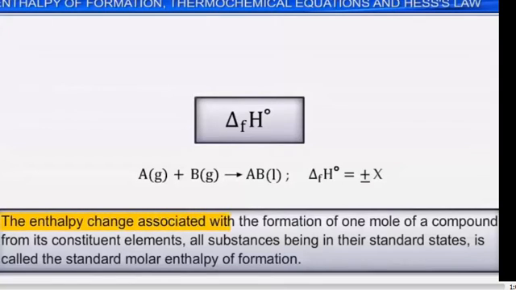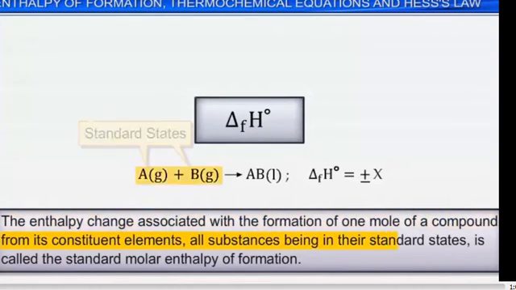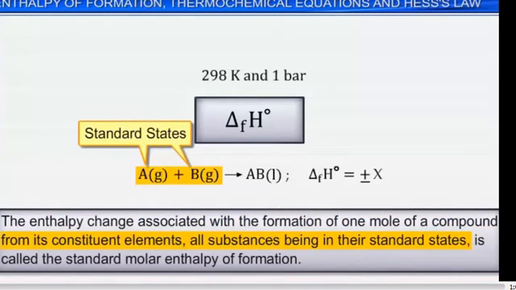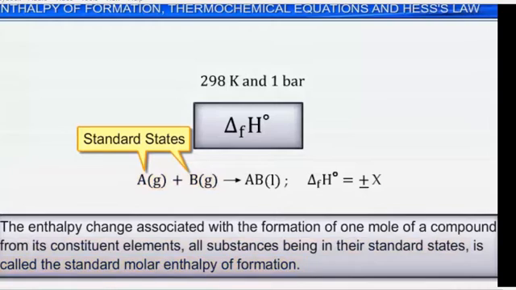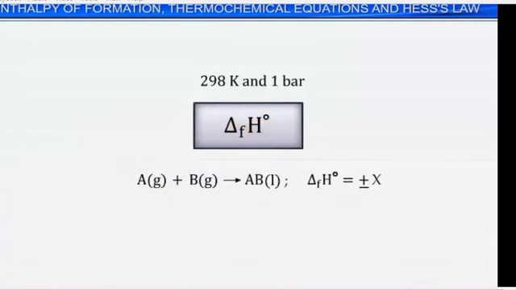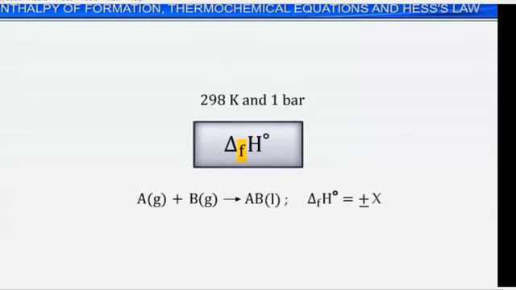The enthalpy change associated with the formation of 1 mole of a compound from its constituent elements, all substances being in their standard states, that is, at 298 Kelvin and 1 bar pressure, is called the standard molar enthalpy of formation. It is represented as delta f H naught. The subscript f indicates that 1 mole of compound has been formed in its standard state from its elements in their most stable states.